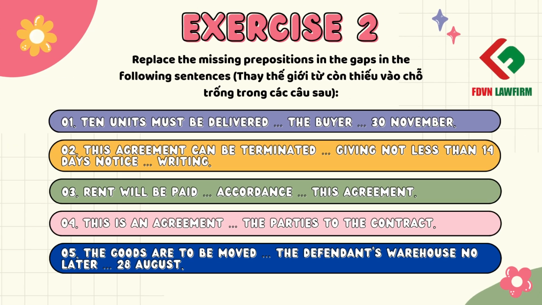Here is some more exercise for you. Now replace the missing prepositions in the gaps in the following sentences. 1. 10 units must be delivered, the buyer, November 30th. 2. This agreement can be terminated, giving not less than 14 days notice, writing. 3. Rent will be paid, accordance, this agreement. 4. This is an agreement, the parties to the contract. 5. The goods are to be moved, the defendant's warehouse no later, August 28th.